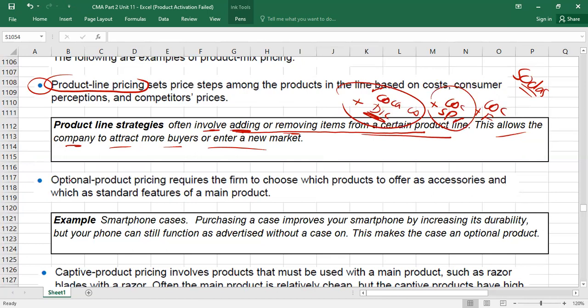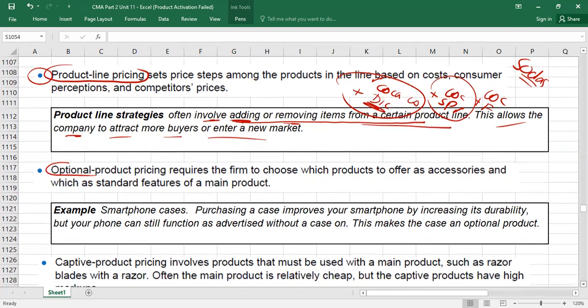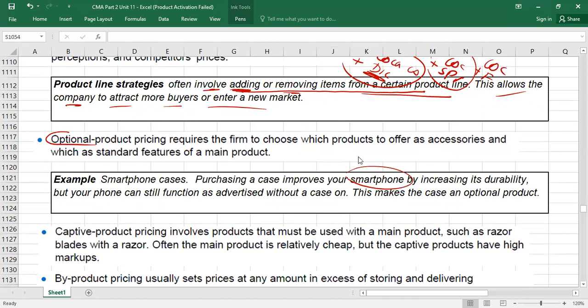Understood? Then we have optional product pricing. What is an optional product? I can just give you an example. For example, when you buy a smartphone, right or wrong?